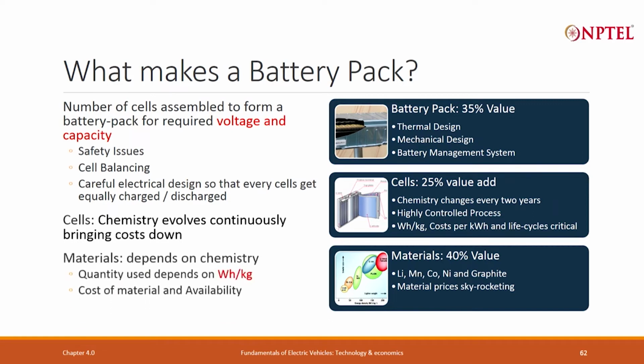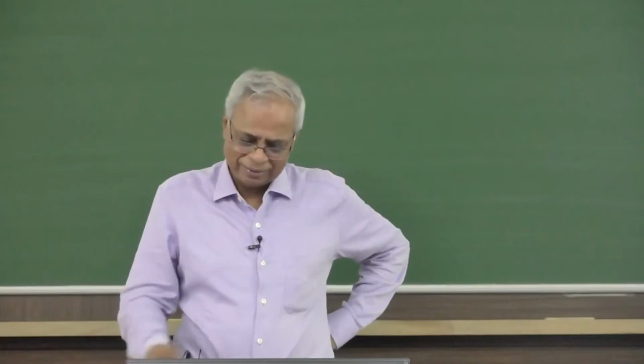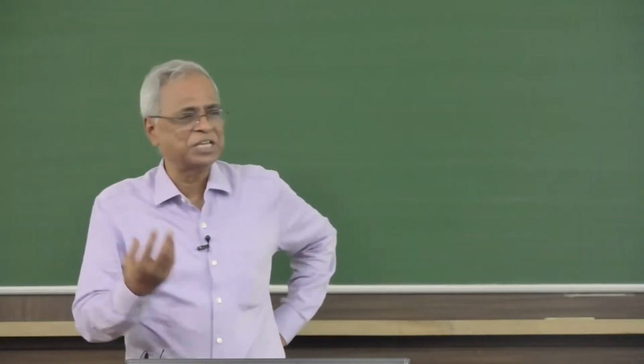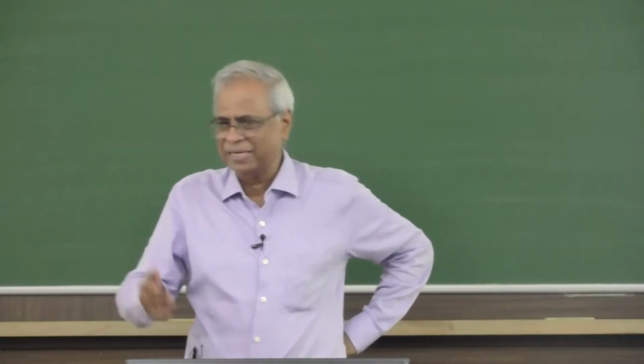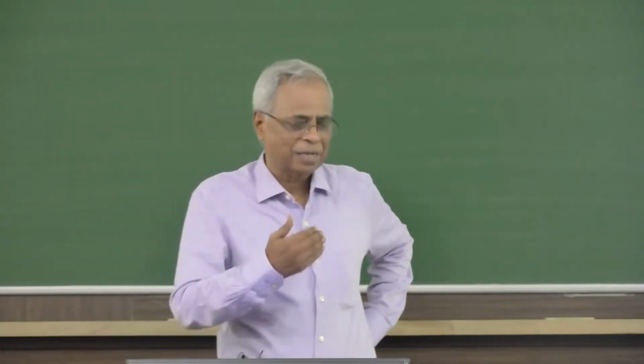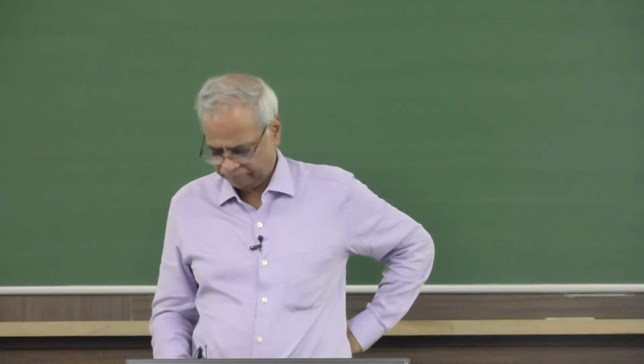Materials depend on the chemistry and the quantity of materials used. So, you again look at watt hour per kg. If you want to design a 10 kilowatt hour pack, you calculate how many kg of material you require, and therefore how many kg of lithium, manganese, cobalt, nickel you require. That is how the cost is also determined.